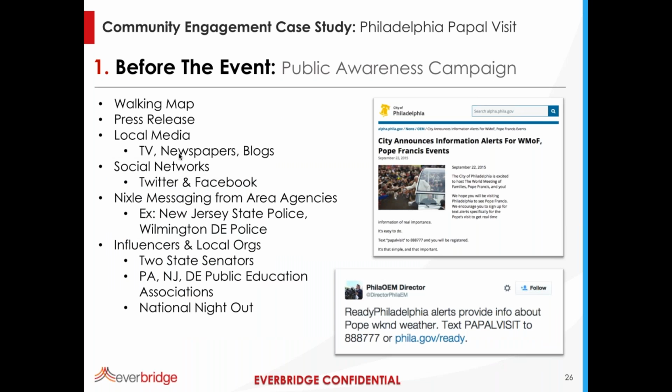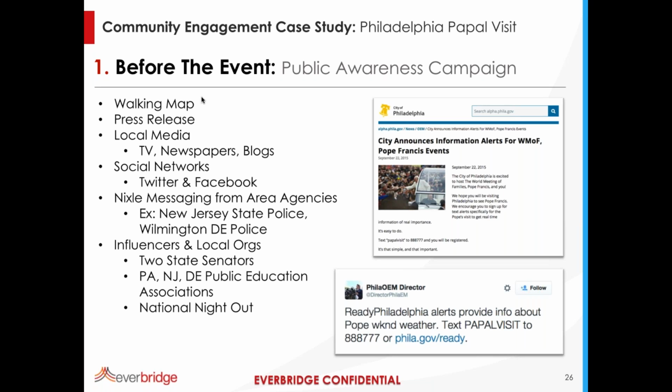Right? So the city of Philadelphia did a great job. They had print literature that they distributed at their local monuments for walking maps. So they added a call to action there, right? Text papal visit to 888-777. Obviously, they put out press releases. Local media picked up the story, so that call to action was appearing on local TV, newspapers, blogs.